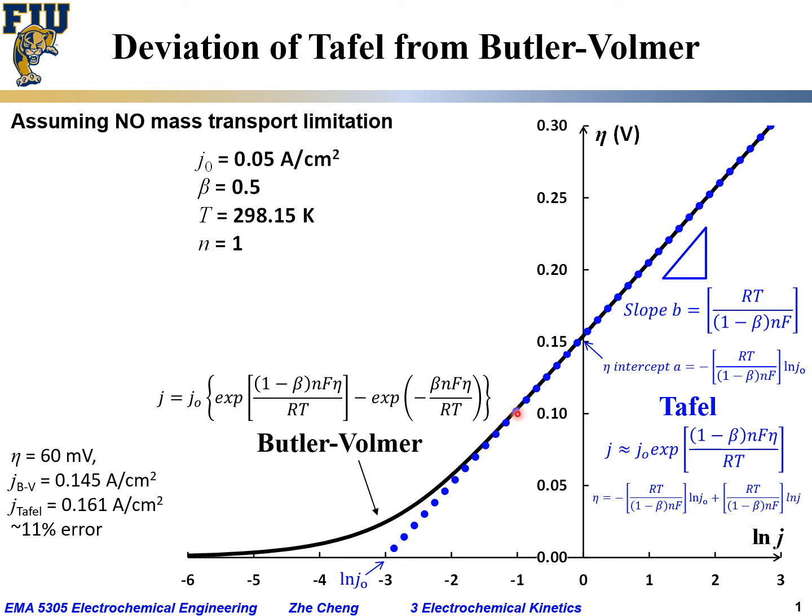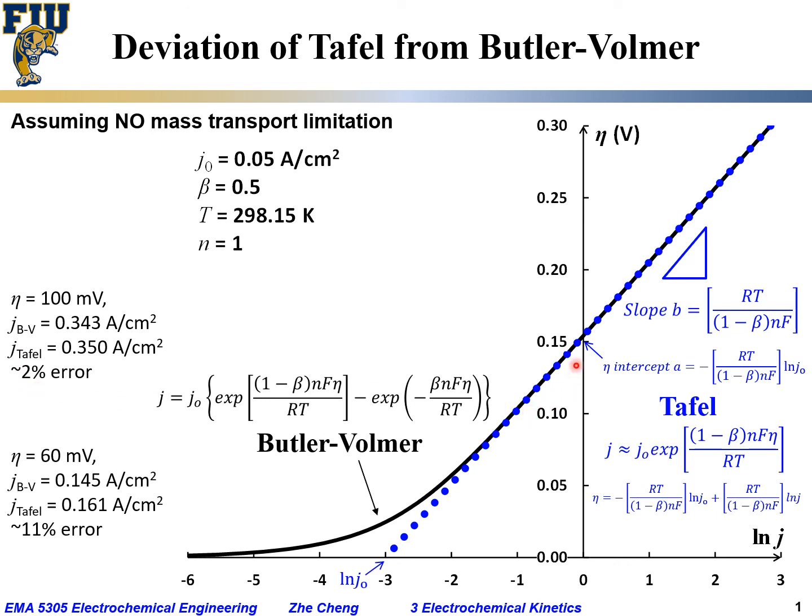On the other hand, if we increase the overpotential to 100 millivolts, or positive 0.10 volt, then the current density calculated from Butler-Volmer would be 0.343 amp per square centimeter, while the one calculated by the Tafel relationship would be 0.350 amp per square centimeter, and the error in this case would be 2%.